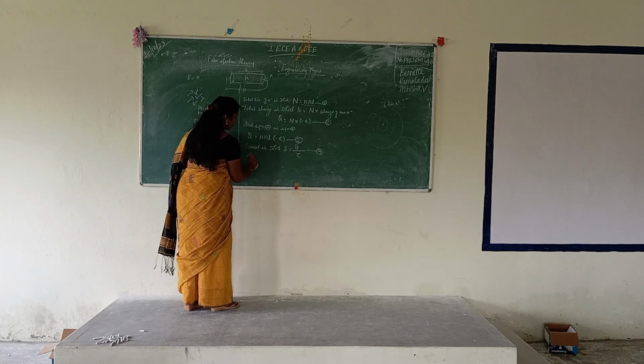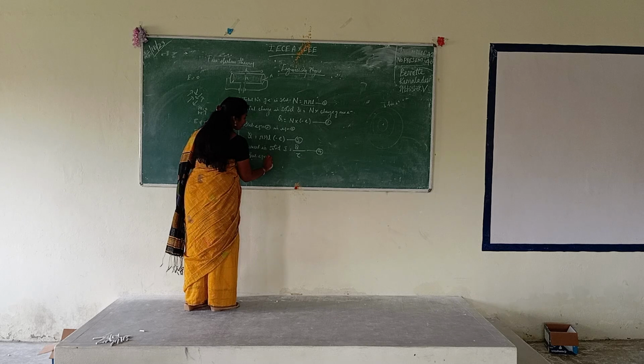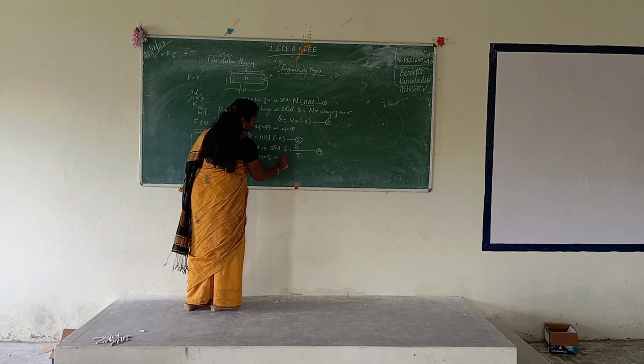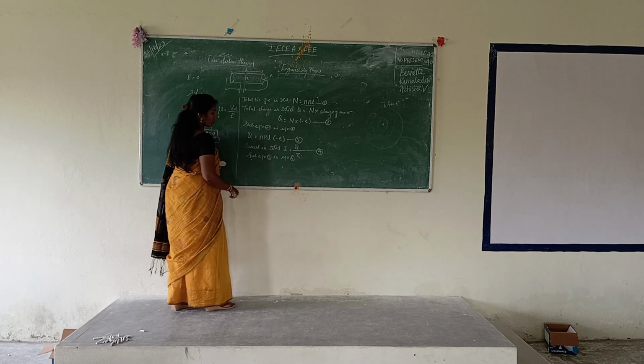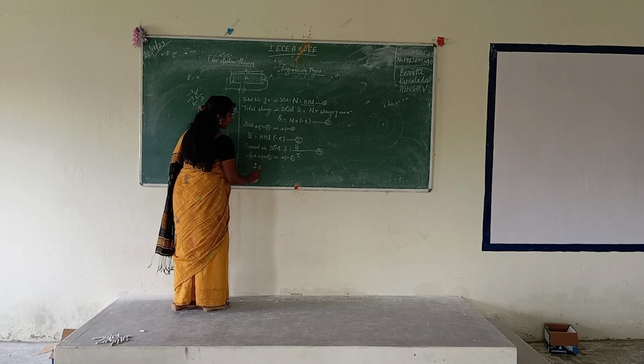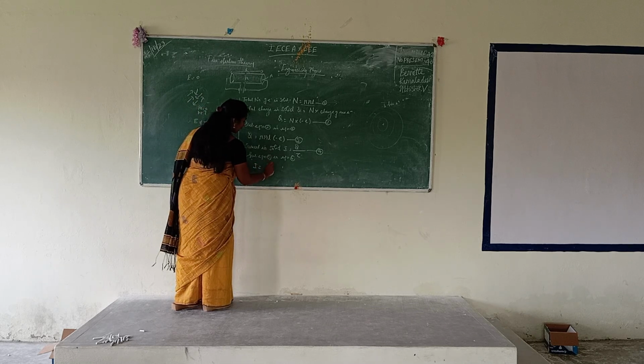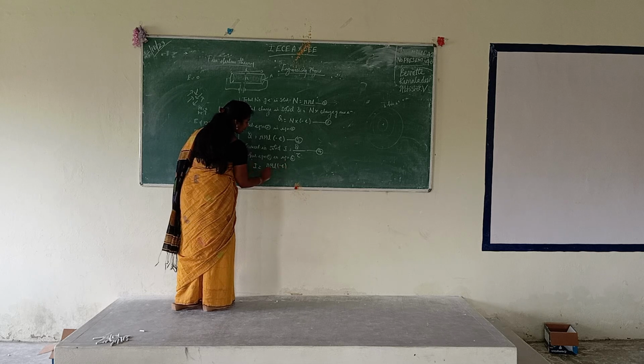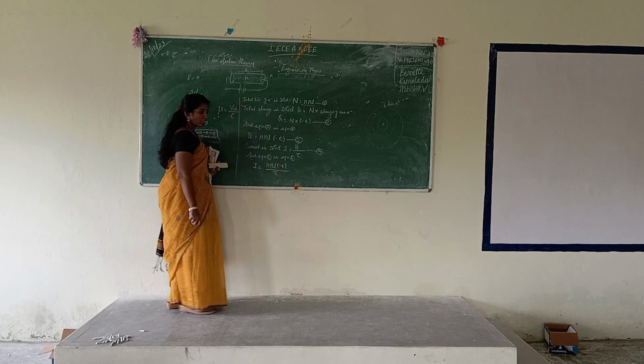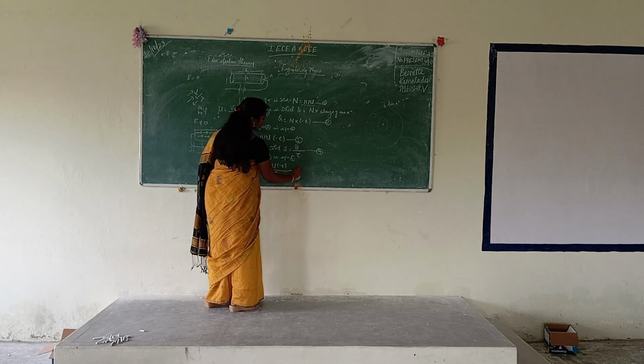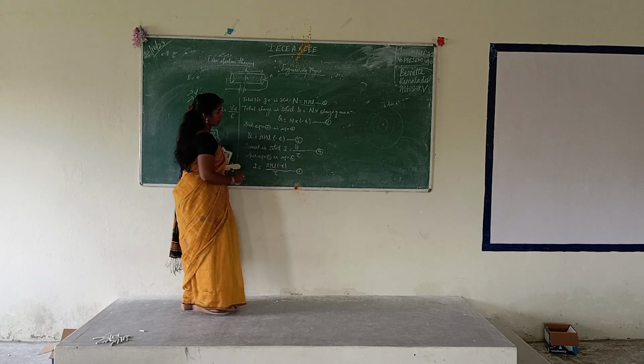Now substitute equation 3 in equation 4. So what do we get here? I is equal to N A L into e divided by small t. Understood? So this one is your fifth equation.